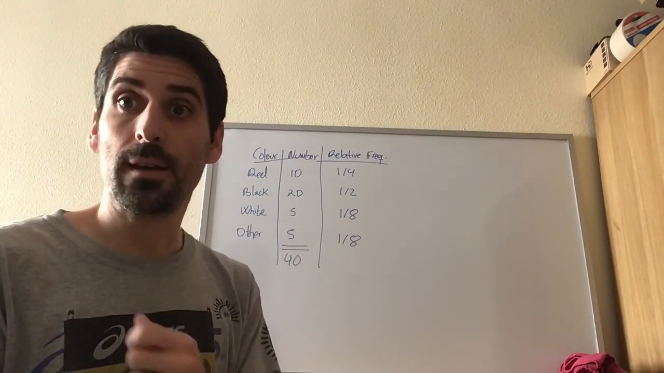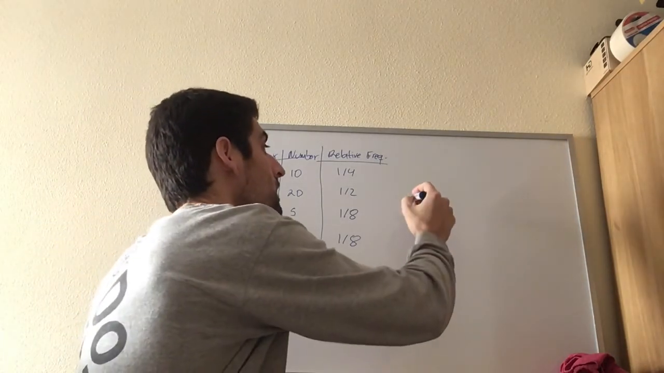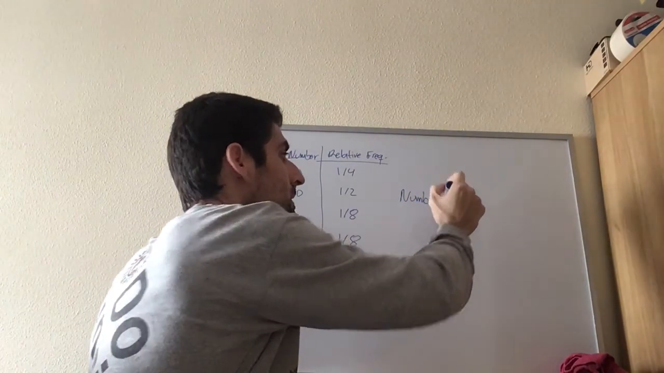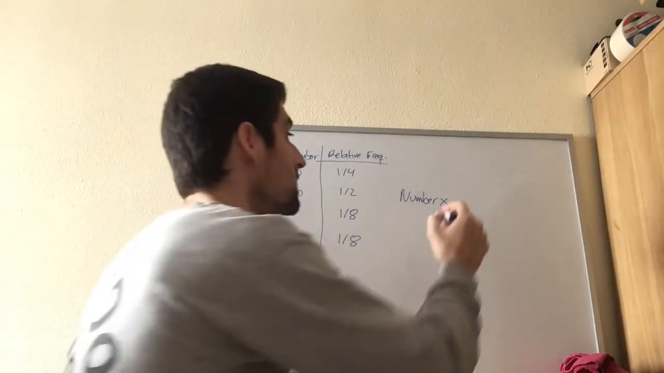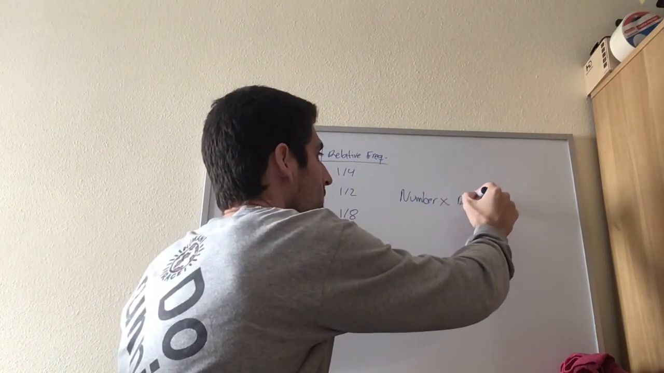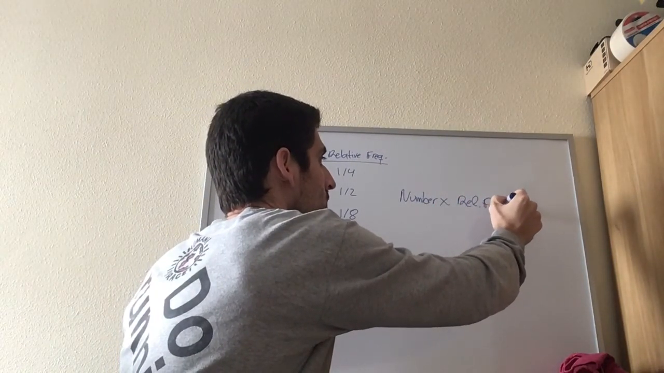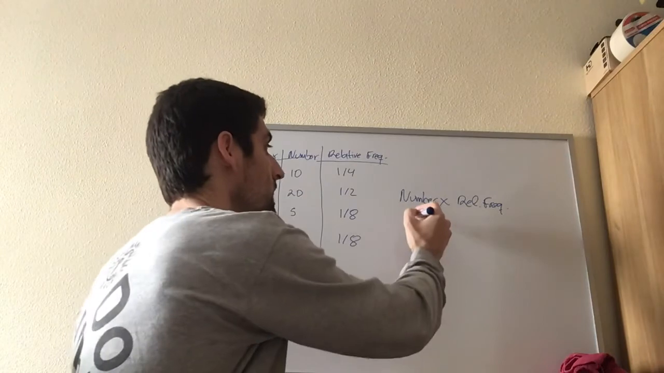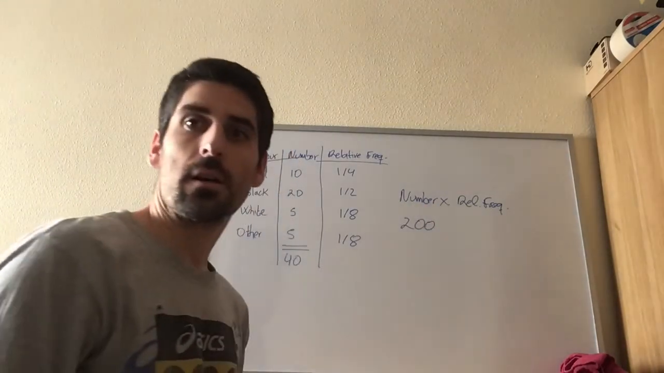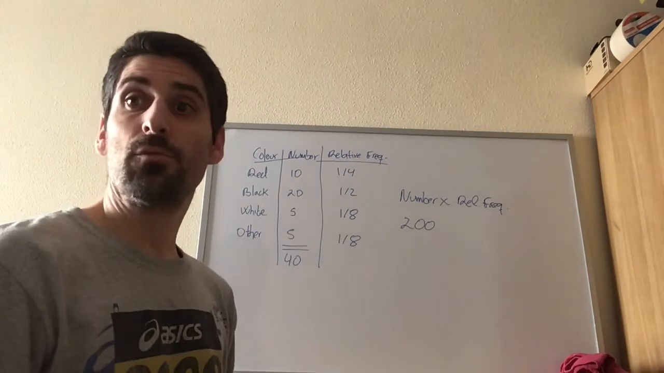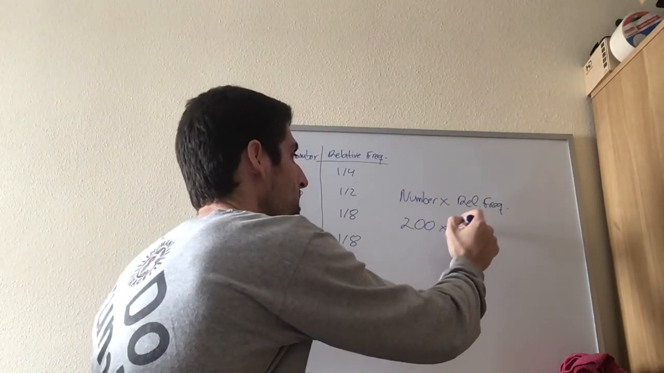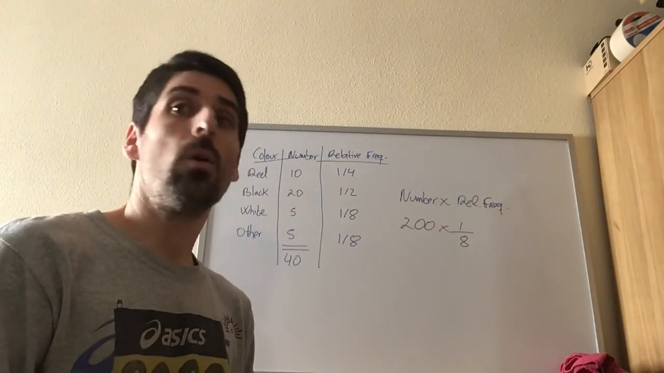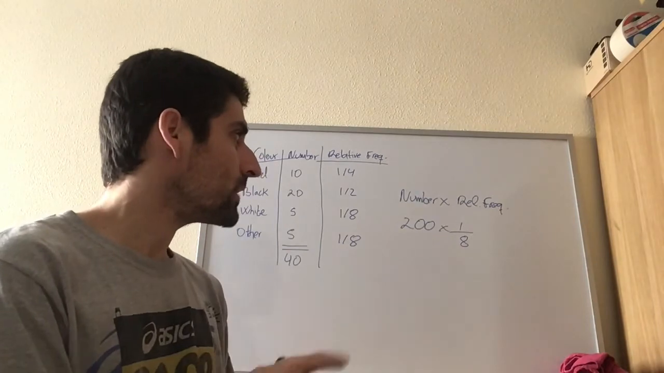And the way to calculate that is to do number multiplied by the relative frequency. So yes, number times relative frequency. So how many cars are going to be white out of the next 200? Well, the number is 200, so that's 200 cars that are going to pass by my window, and the relative frequency for white is 1/8. So I get my calculator out, or if you've got half a brain, you do 200 times 1/8.